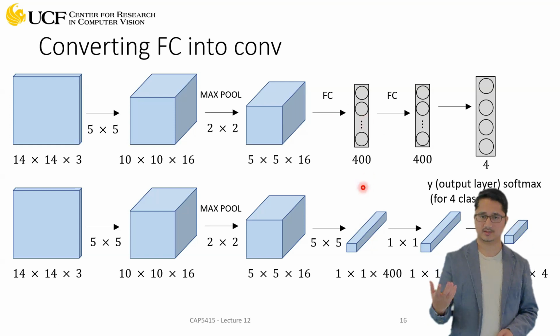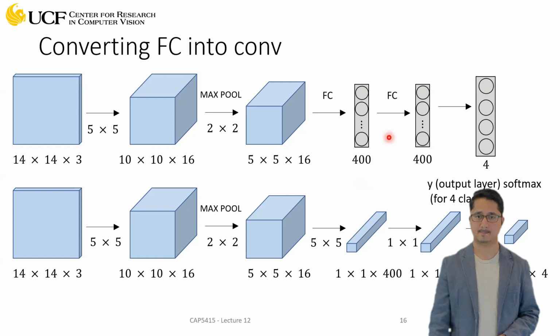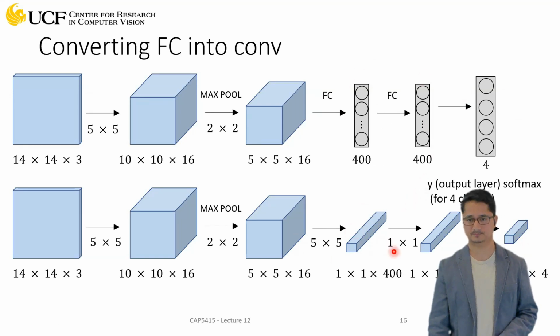Both are doing classification, and both have almost similar structure. The only difference is, in this case, you are using fully connected layers at the end, and in this case, you don't have fully connected layers. It's completely convolutional.